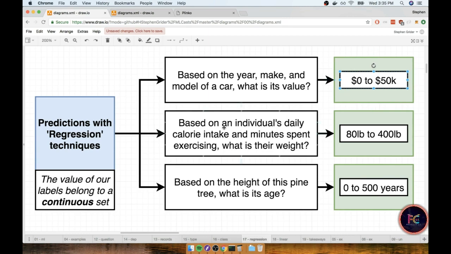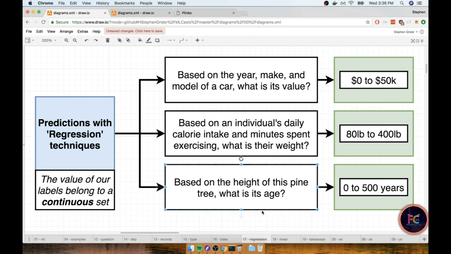Let's take a look at another one. So maybe based on an individual's daily calorie intake and the minutes that they spend exercising, what is their weight? Well, again, the output from this question, what their weight is, is going to belong to a continuous set of values. So maybe their weight is at a minimum 80 pounds, all the way up to, say, 400 pounds. A person could weigh any amount of weight between those two values.